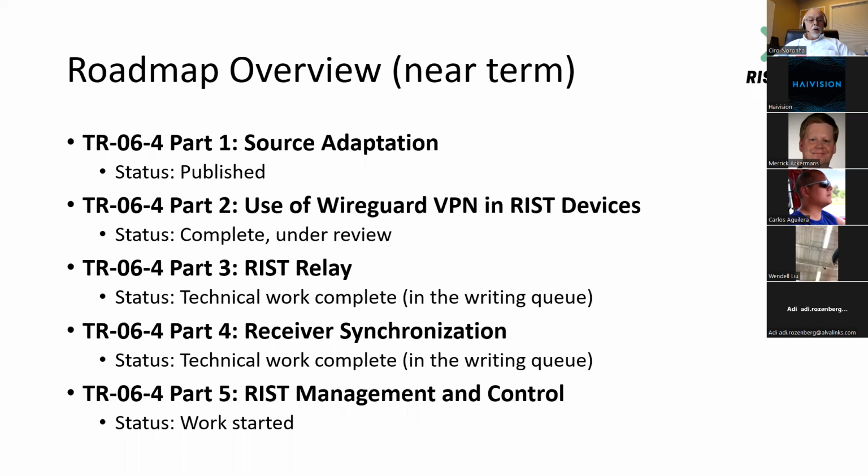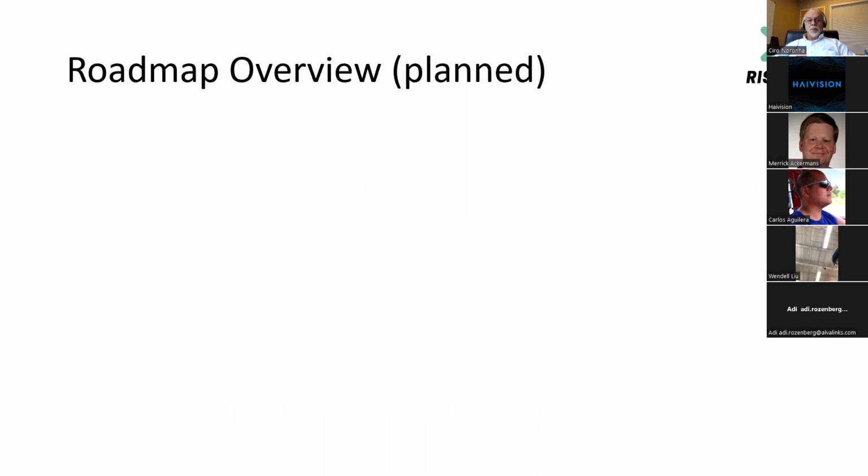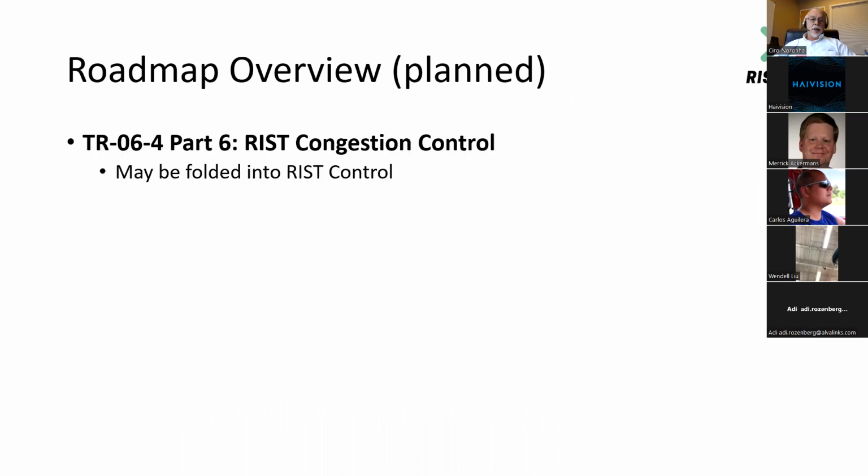And now what we're working on right now, TR-64 Part 5, risk management and control. The work has started, and we've done a lot of work on that, but it's nowhere near complete. We're still thinking about that. So that's the short-term stuff. What's planned beyond the short-term stuff?